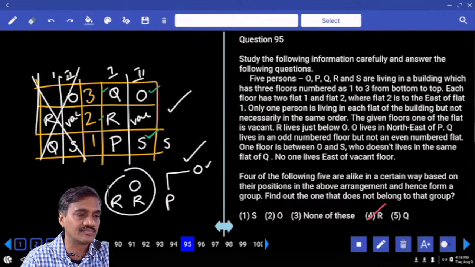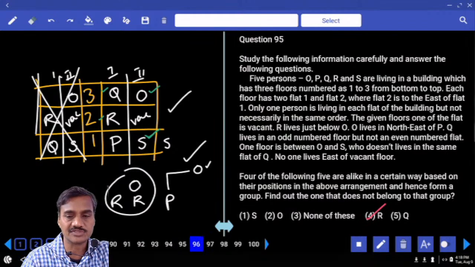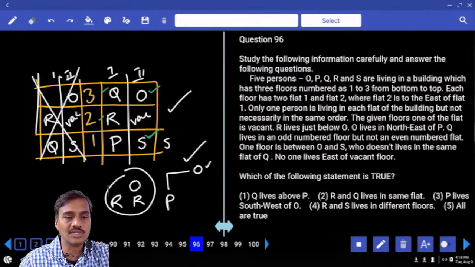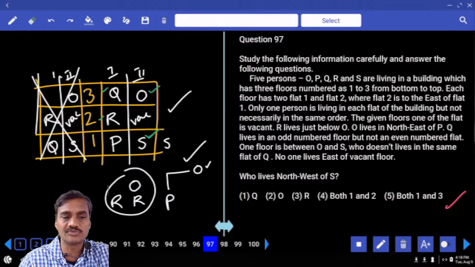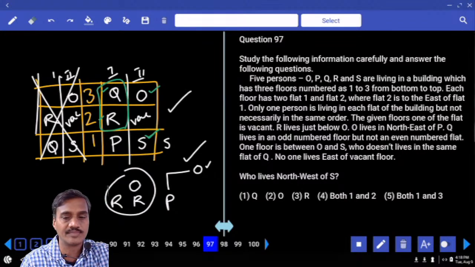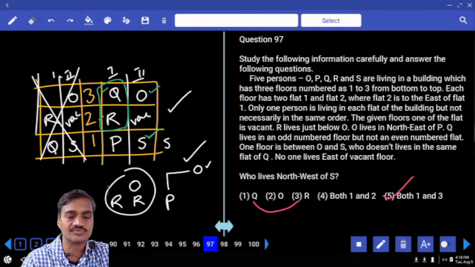Choice 4, question 95. Then next one, 96. Which of the following statements is true or not? Q lives above P. Is it true or not? Yes. R and Q live in the same flat. That is also true. Hence, all the above, choice 5, question number 96. Then 97. Who lives to the northwest of S? Both Q and R, both 1 and 3. Choice 5, question 97.